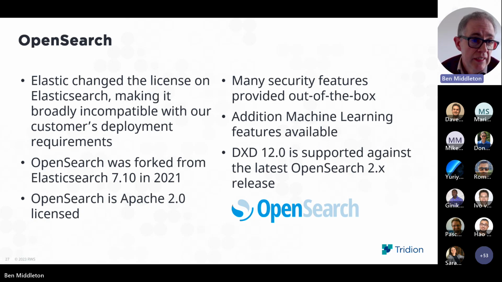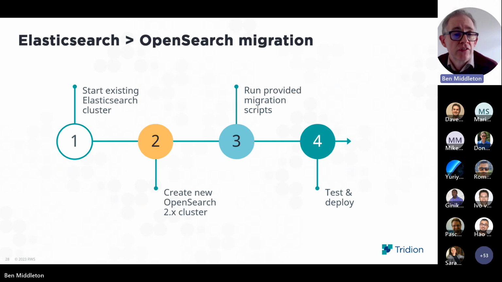And in terms of upgrading, it's a fairly straightforward process for customers. If they have an on-premise installation already, they obviously need to have that Elasticsearch cluster running. They will need to create a new OpenSearch 2 cluster. And then we provide a PowerShell migration script. You basically point it at your 2 endpoints. It goes ahead, recreates your indexes for you, and then you can test and deploy it against the DXT12 setup. So it's fairly straightforward to do that process.